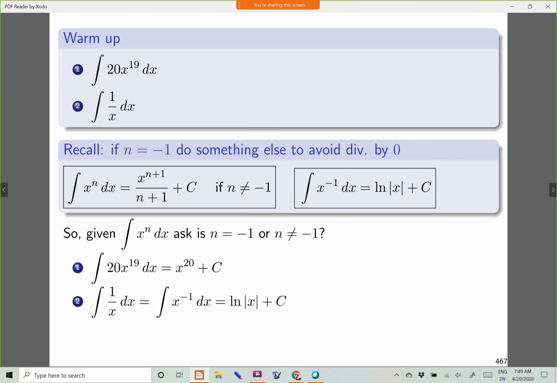So from one step to the next, in the second warm-up question, integral 1 over x dx is the same problem as integral x to the -1 dx. And then that's what's over here in this formula we're recalling. Now we just need to basically copy what's right there over, and that's what you see right there with this ln of absolute value of x plus c.